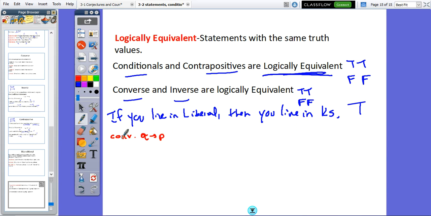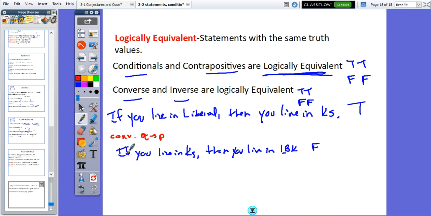So I'm going to shorthand a couple of these. So if you live in Kansas, then you live in Liberal. Okay, Liberal, LBK. So if you live in Kansas, you live in Liberal. That is a false statement. Just because you live in Kansas doesn't mean you live in Liberal. So the converse of that is false.